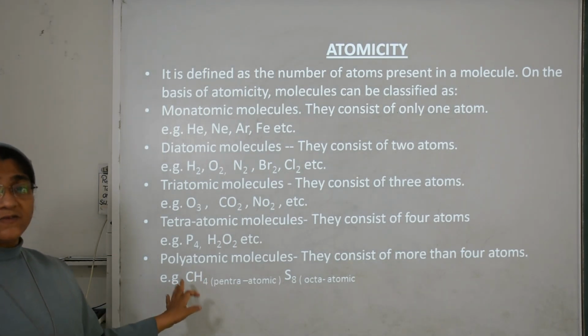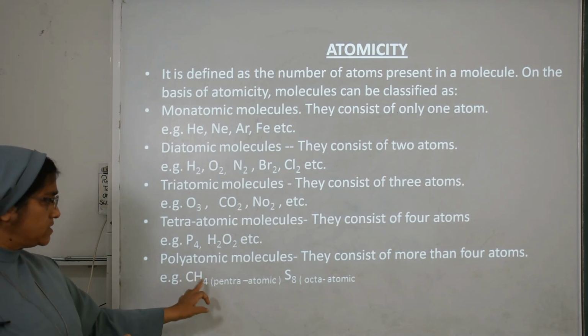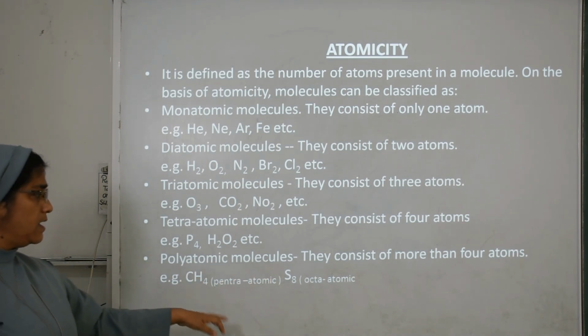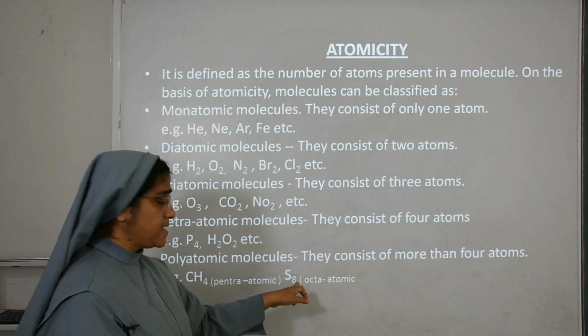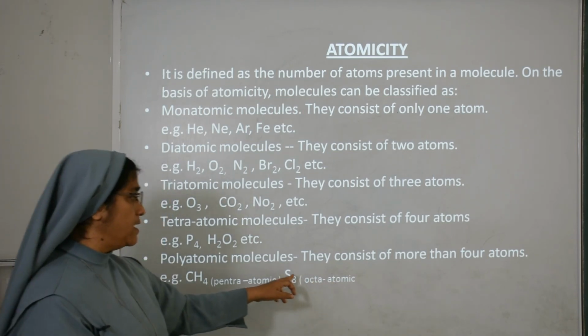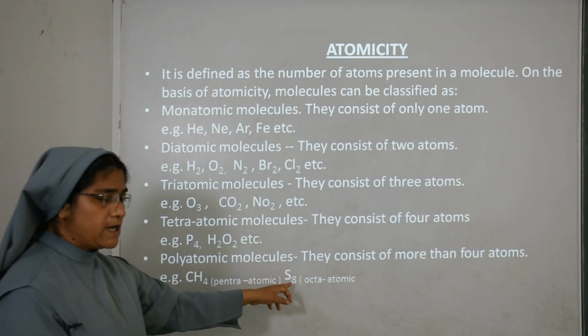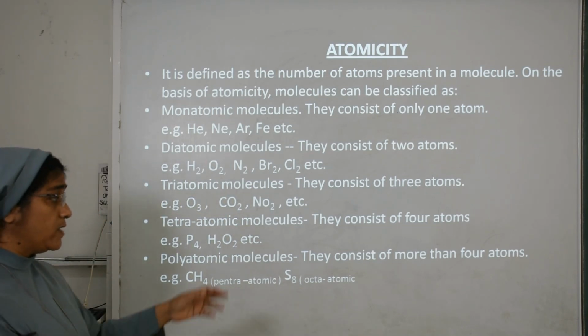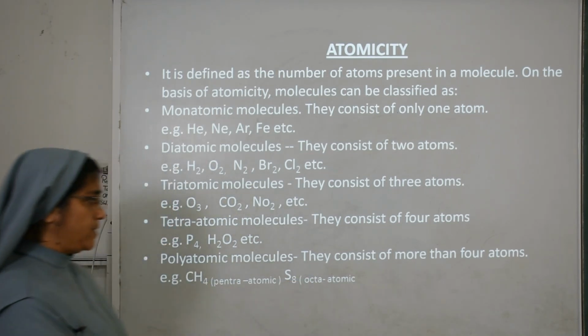CH4: C1, H4. How many atoms? 5 atoms are present there, so it's called pentaatomic. Then S8. S8 means octaatomic. S8, sulfur. How many atoms are there? 8 atoms, so we call it octaatomic.